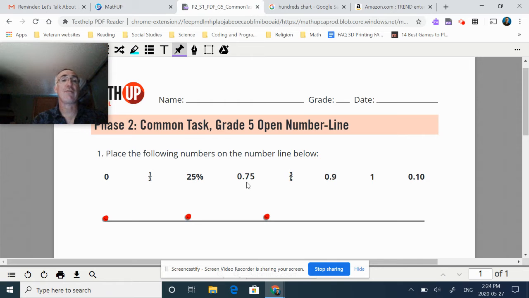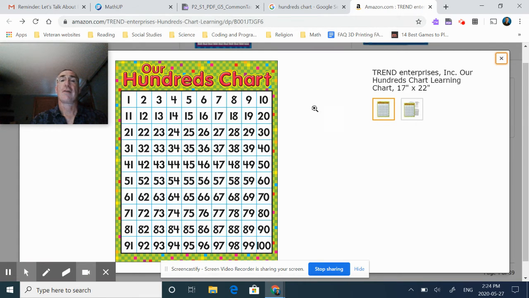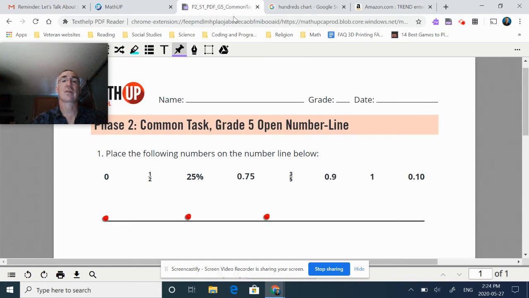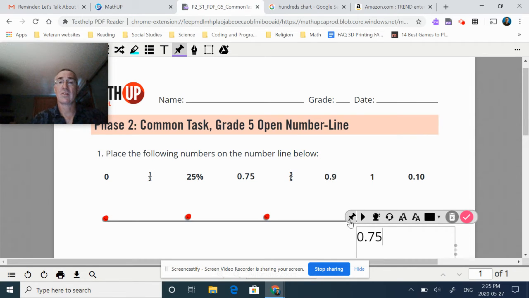Again, 0.75, that's 75 hundredths. If I think in terms of 75 hundredths, that hundredth being a value of 1, the 75 is right there, and I can see that it's actually halfway between the 50 and the 100, located right there. So 0.75 is going to be in that spot right there.